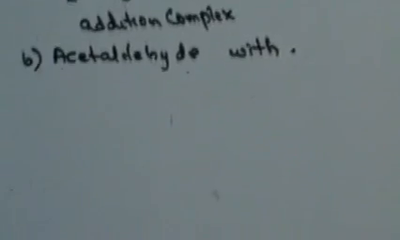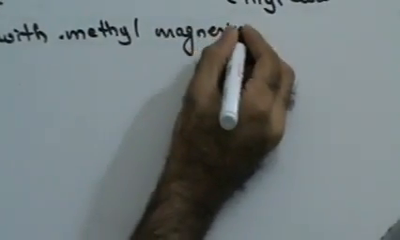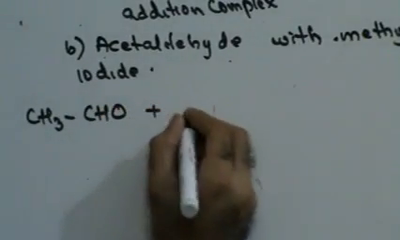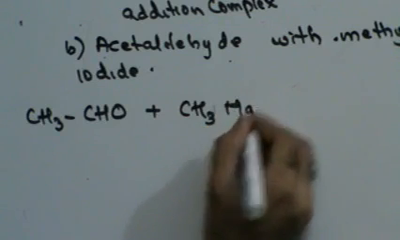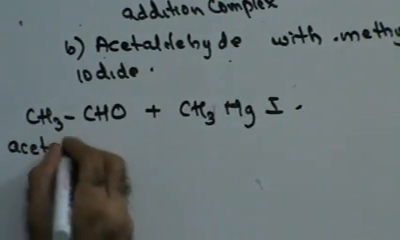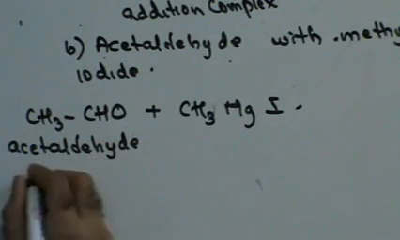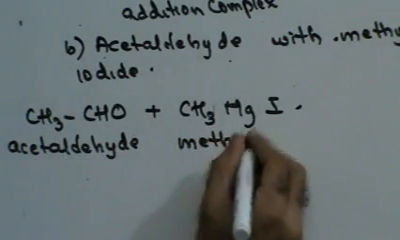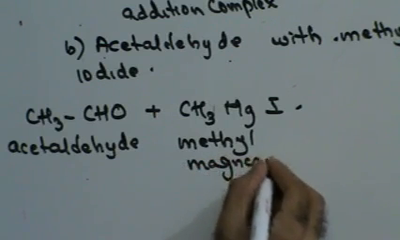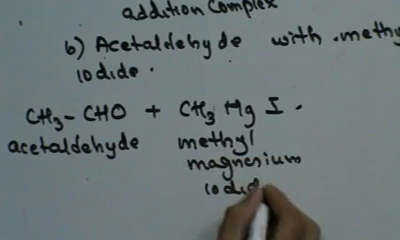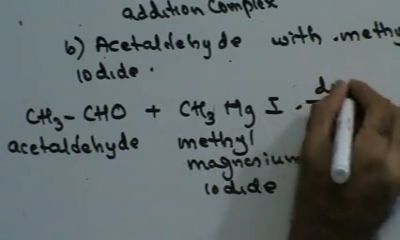Acetaldehyde reacts with methyl magnesium iodide. Right? Acetaldehyde, CH3CHO, reacts with methyl magnesium iodide, in dry ether. Grignard's reaction always takes place in the presence of dry ether.